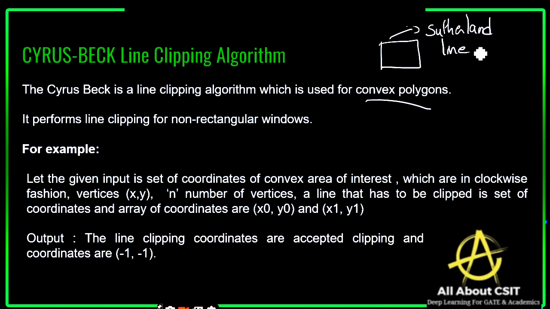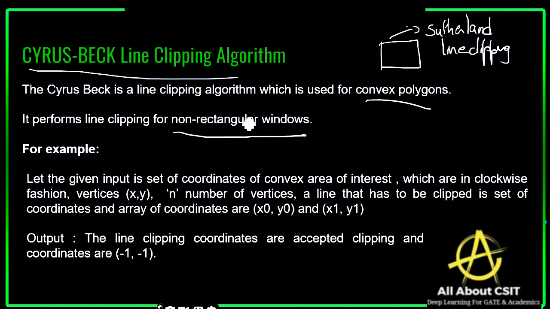The Sutherland line clipping algorithm considers only the polygons that are in rectangular shape. So it is not considering shapes other than rectangular. To overcome that disadvantage, this Cyrus-Beck line clipping algorithm was introduced. In this algorithm, we are considering non-rectangular windows also. It can perform line clipping on non-rectangular windows also. So generally it is used for convex polygons.